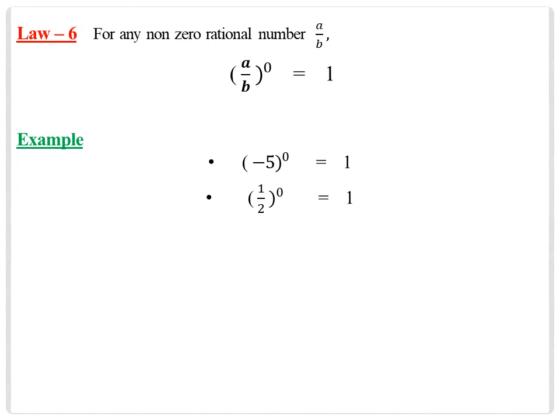Law 6. For any non-zero rational number a/b, if it has the power 0, then it always becomes 1. It means (a/b) raised to power 0 is equal to 1. Taking the example, minus 5 raised to power 0 is equal to 1.